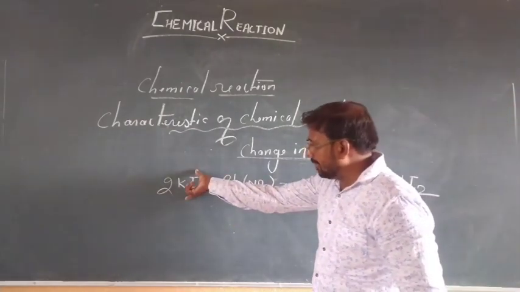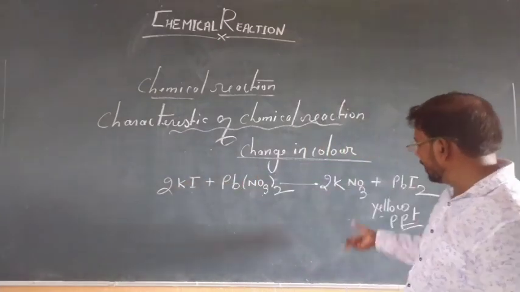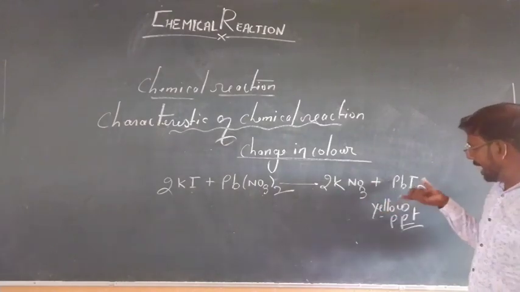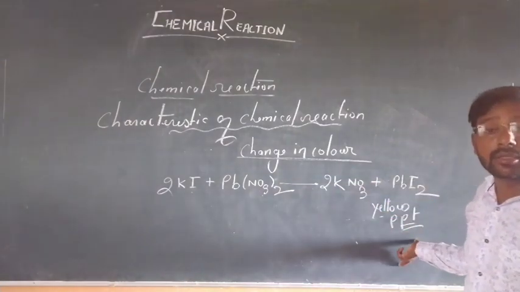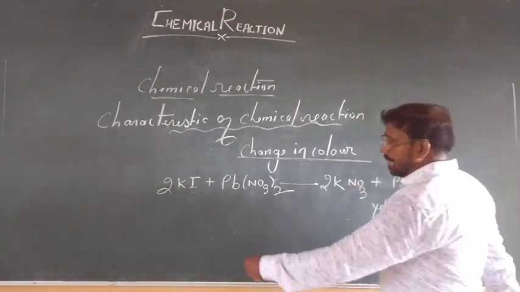So potassium iodide reacts with lead nitrate. What is formed? Potassium nitrate and lead iodide, yellow color. Color will change.